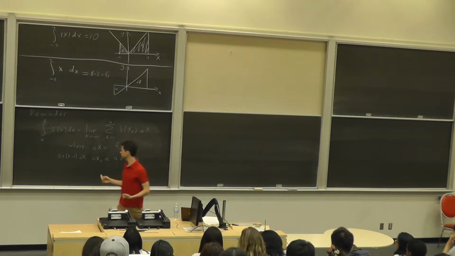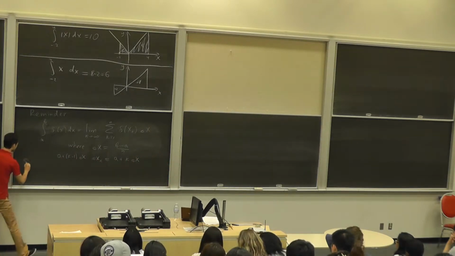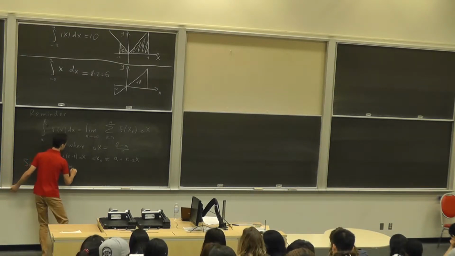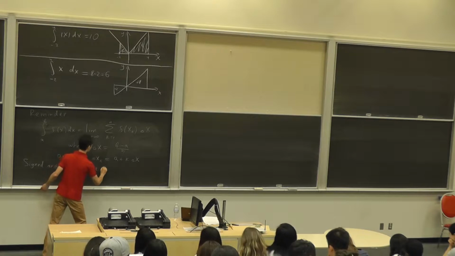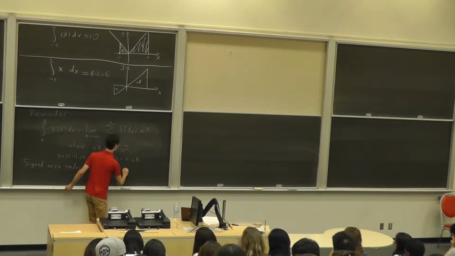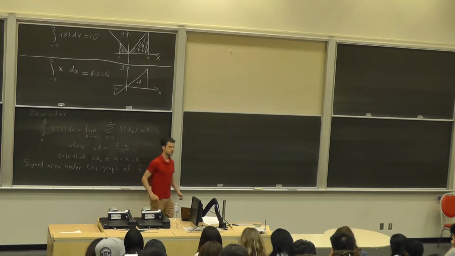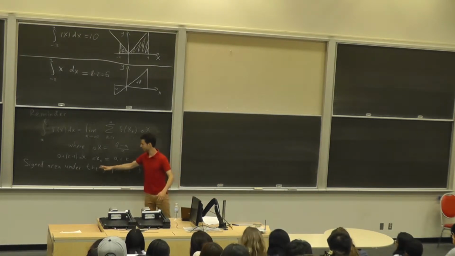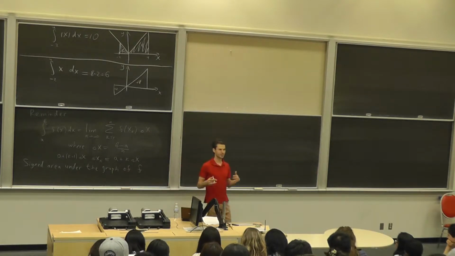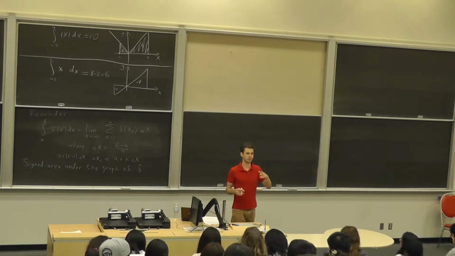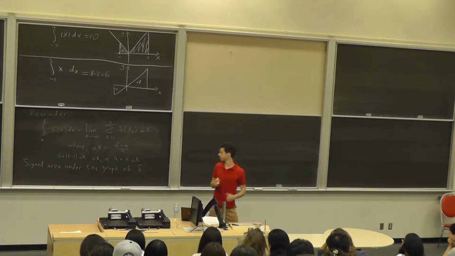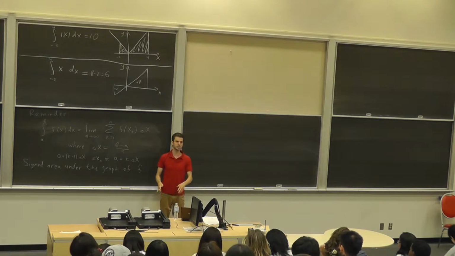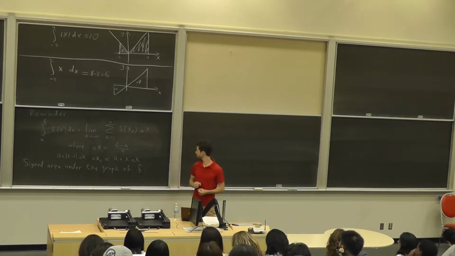And we gave the interpretation of this as the signed area under the graph. It's a little bit confusing to say it's the area under the graph of f, because more precisely it's the area between the graph of f and the x-axis, and the sign is explained by this effect: whatever is below the x-axis comes with a negative sign.